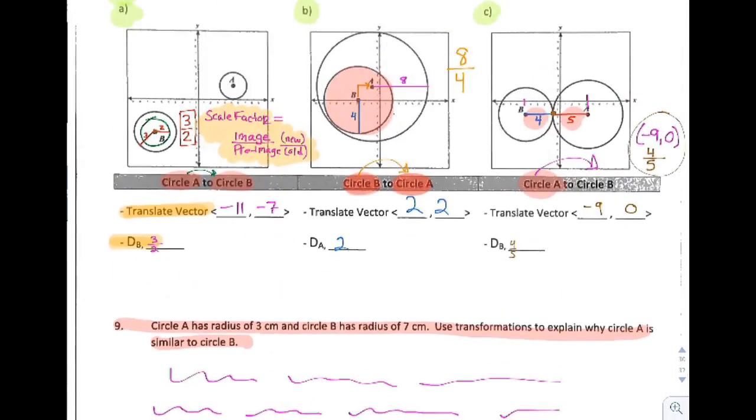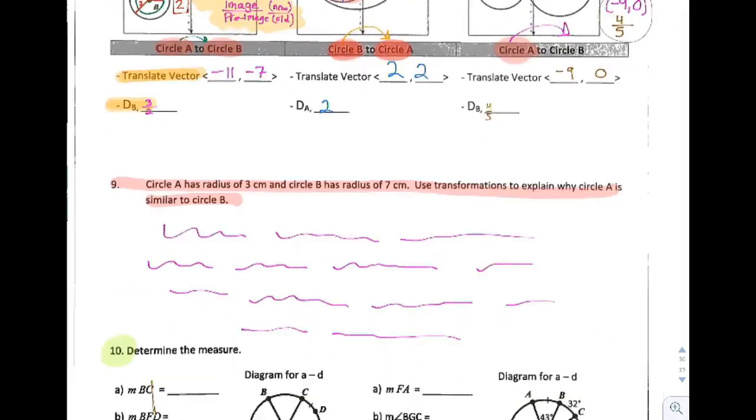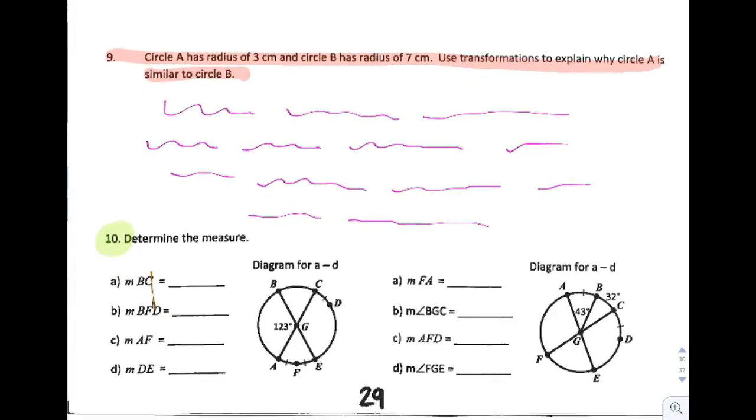So just like we did up here in all three of those problems, all circles are similar because you can translate and then dilate and map one right onto the other, which makes them similar because we use nothing other than translations and dilations, which are similarity transformations.